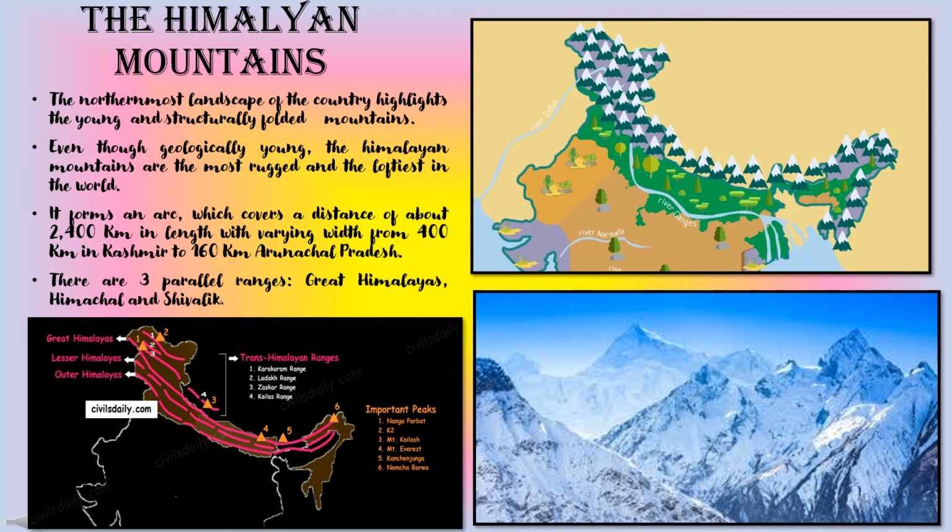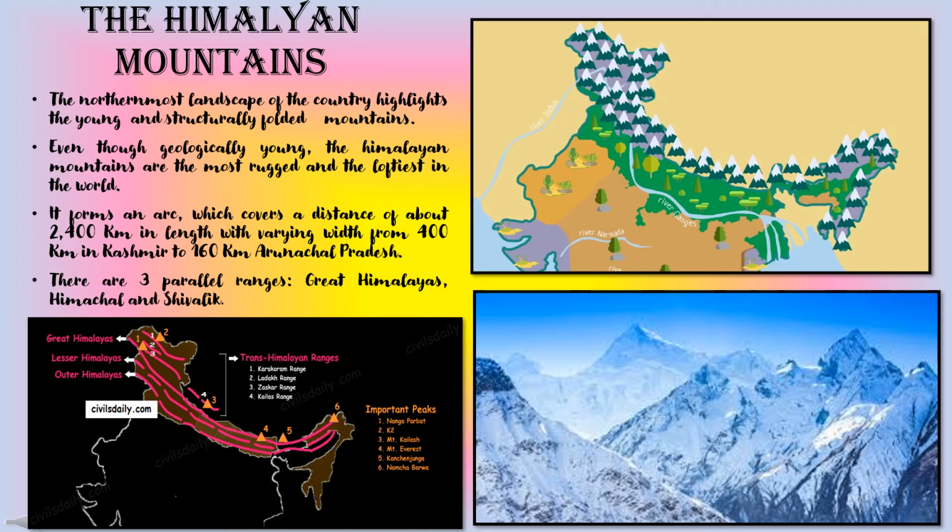Standing as sentinels in the north are the lofty snow-capped Himalayas. Him plus Alya means the abode of snow. The northernmost landscape of the country highlights the young and structurally folded mountains. Even though geologically young, the Himalayan mountains are the most rugged and the loftiest in the world.